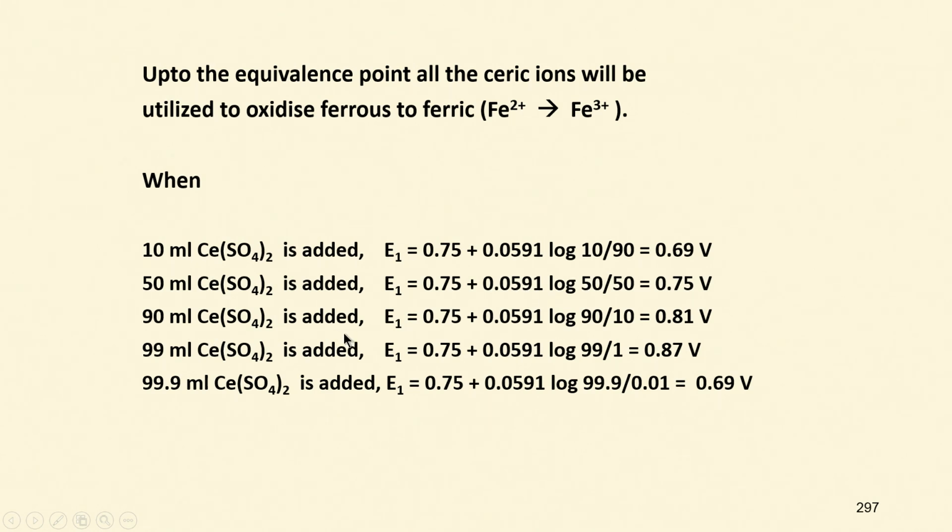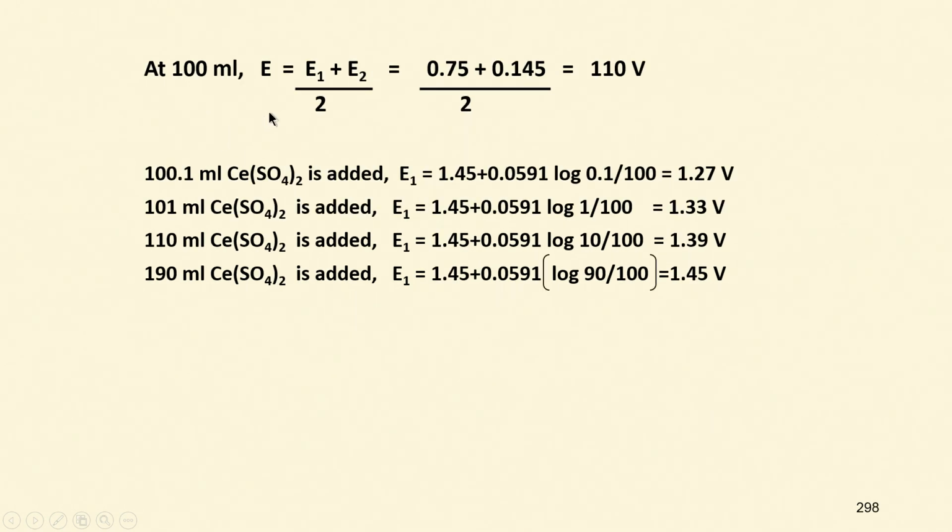So, when I add 90 ml, I get 90% conversion, 10% not converted, and the value will be 0.81, 99 I get 0.87, 99.9 I get 0.69. Okay. So, at 100 ml there is nothing more to be oxidized and the reaction is complete. So, the EMF should be the average of these two, that is E1 plus E2 by 2, that would be 1.10 volts.